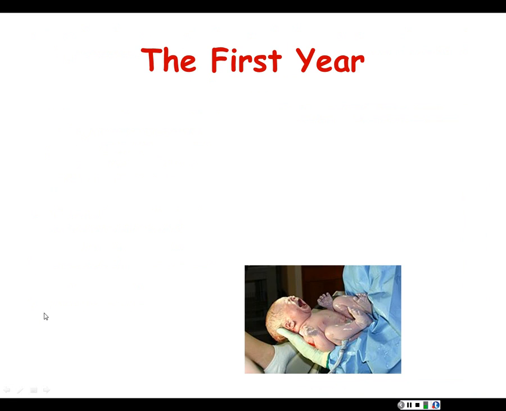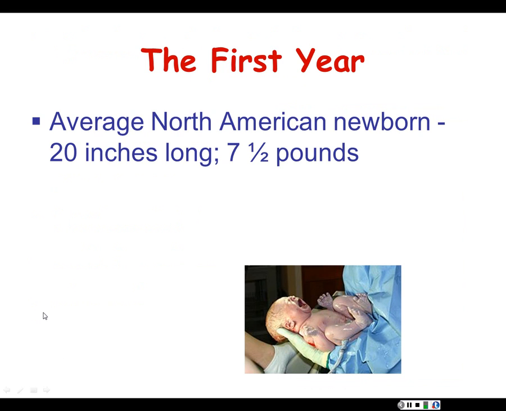Okay, so the first year of life then, on average in North America, about 20 inches long, 7.5 pounds, and again that's average. You can have a 6-pound baby that thrives and does really well. Once we get less than 5 pounds, we start to worry a little bit, because they can't really lose too much more weight. They're going to lose weight within that first 24 hours after birth.